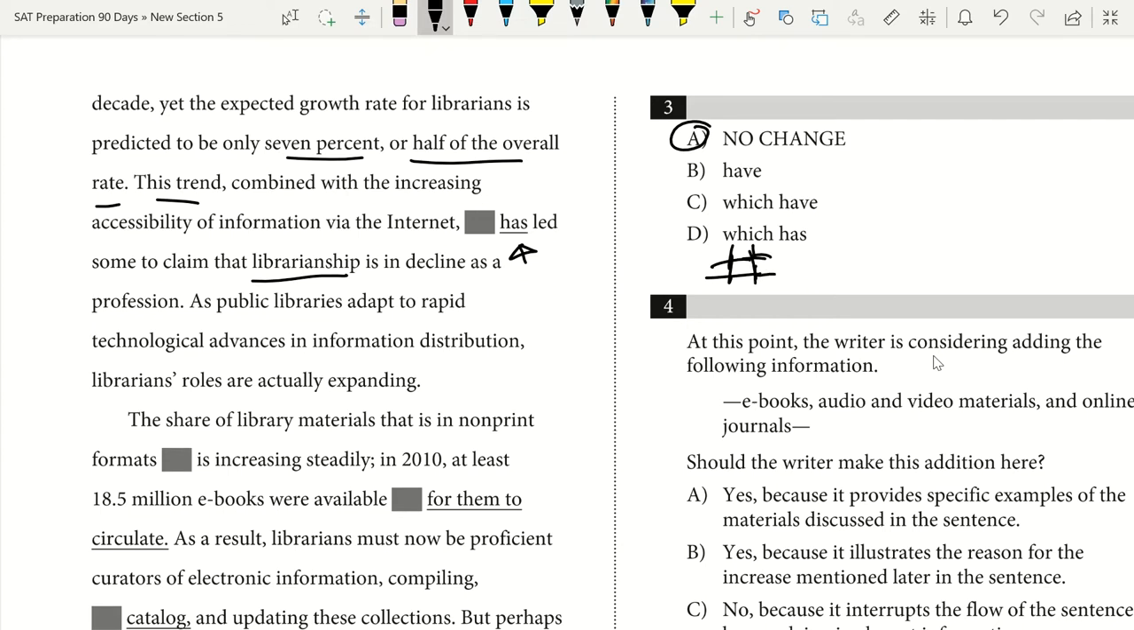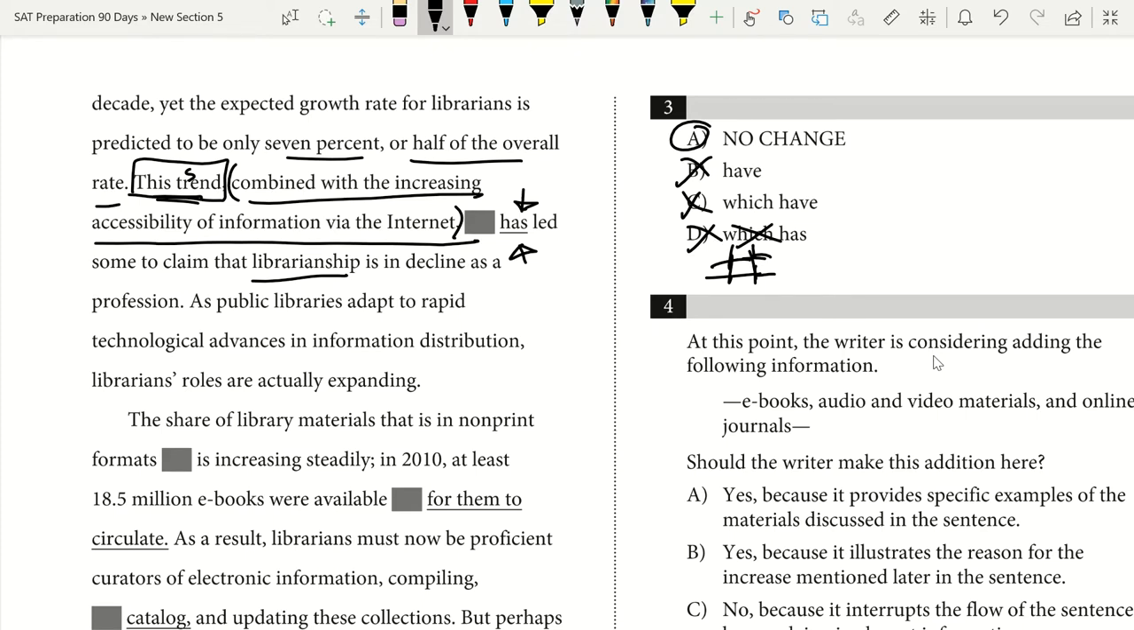In this case, it's making sure that we understand that combined with the increasing accessibility of information via the internet, we identify that as a non-essential phrase or clause, so that we know we have to refer back to this trend when matching number to our verb has, okay? Since this trend is singular, we have to have our singular verb has, so we can't have have, right? We wouldn't say this trend, which has some to claim that librarianship is in decline as a profession, because that would make it a dependent clause, right? We don't want to include the which right here. So the correct answer there is going to be A, right?